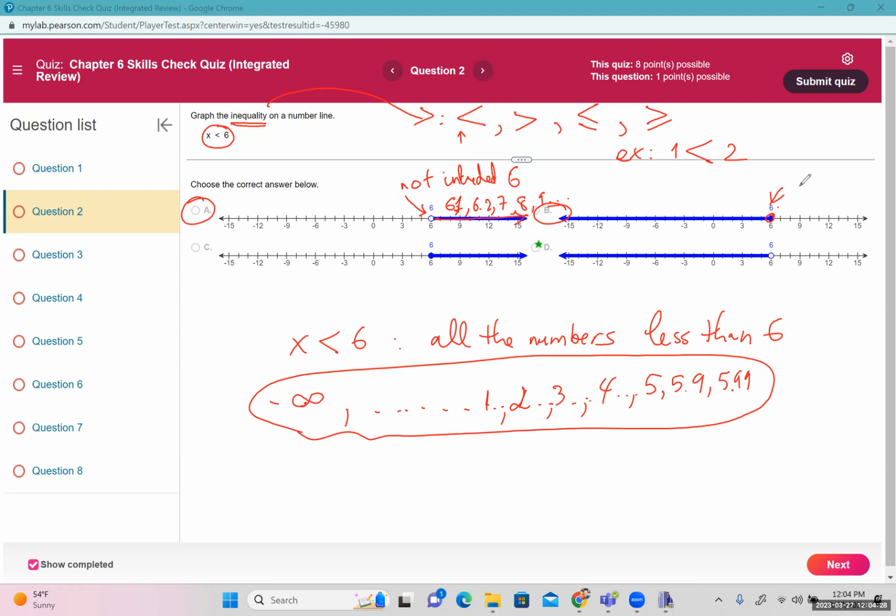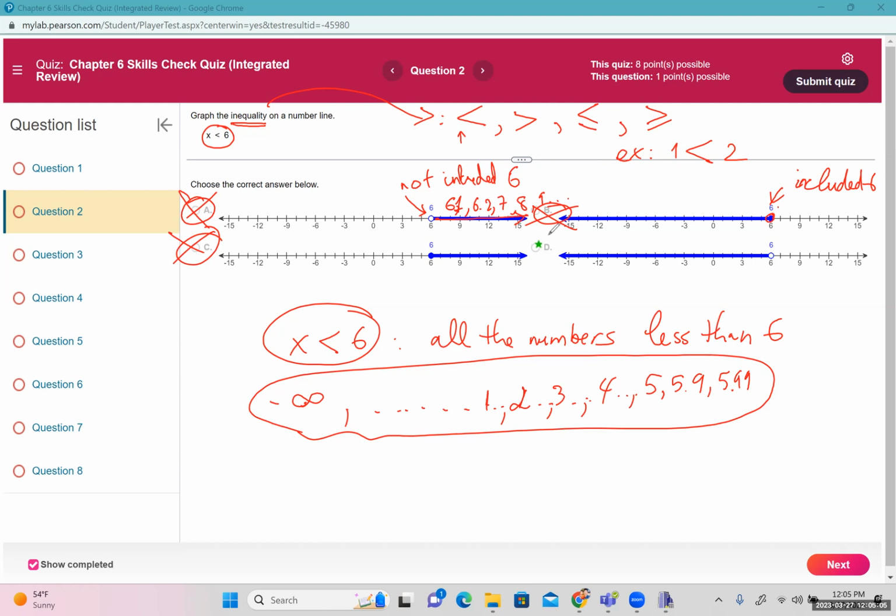This mean include 6, right? But we don't include 6 since we have less than 6 only. We mean 6 is not in there. So this also is not the answer. B is not the answer. C, absolutely not the answer. Because go to the other way. Right.